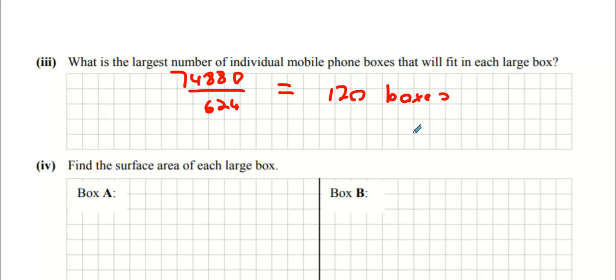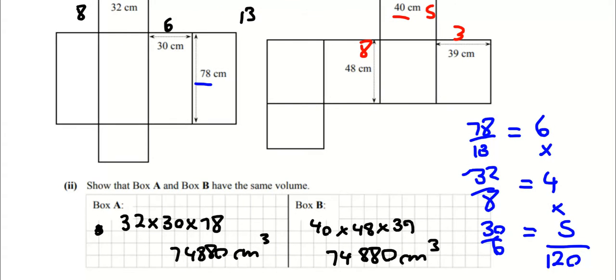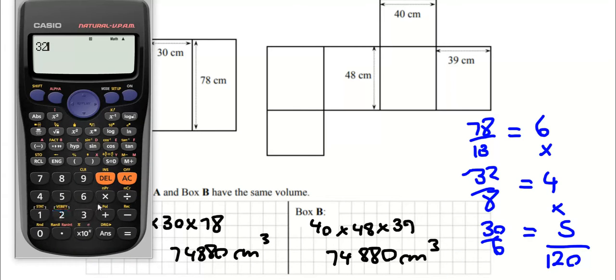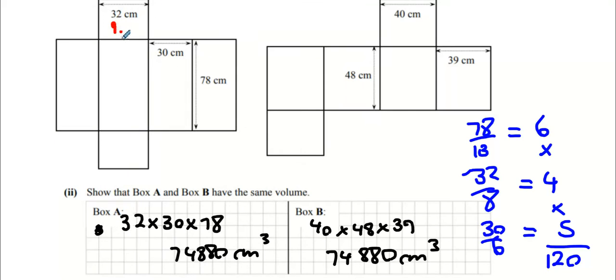Okay. Find the surface area of each large box. Let's go back to our original diagram here, right? So we're going to have to find out the surface area of each one. Let's bring this down slightly. Okay, now look at this. Surface area is different, all right? So this is 32 times 30. So we're going to do 32 times 30, and we're going to find out it's 960. And this one is also 960.